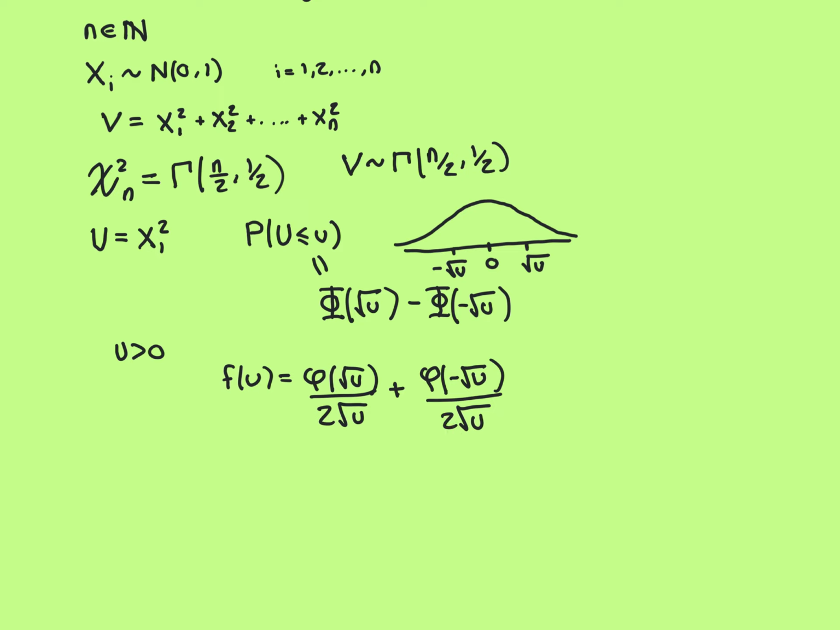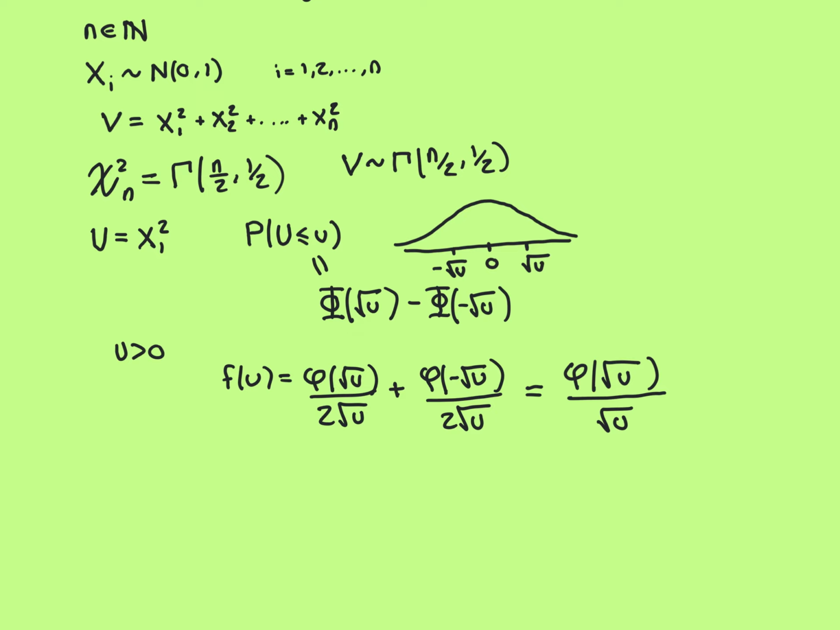Now this is wonderful because the PDF of the standard normal is symmetric, so the value at the square root of u is the same as the value at minus the square root of u, so we can just replace this with phi at the square root of u, and then we can combine these two together and you'll see that the over 2 here cancels. So this is just the same thing as phi at the square root of u divided by the square root of u. Remember this is valid for u greater than 0. And you can see that there is a very big problem if we put in u equal to 0.